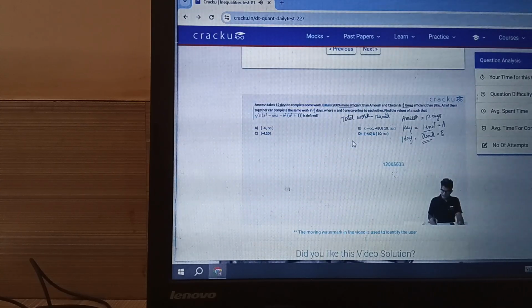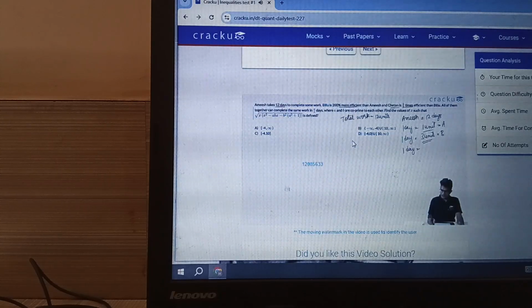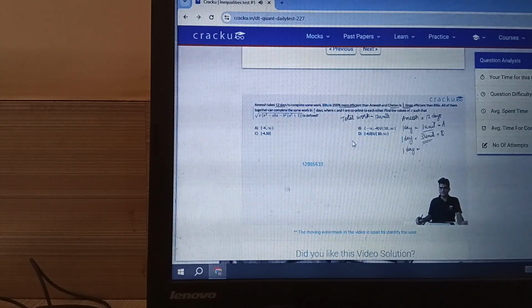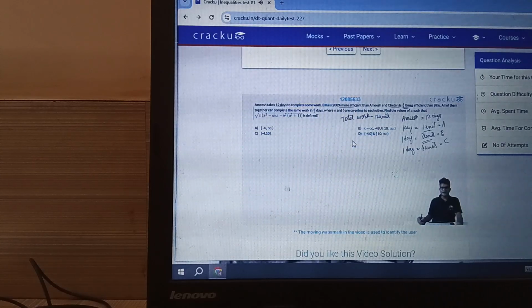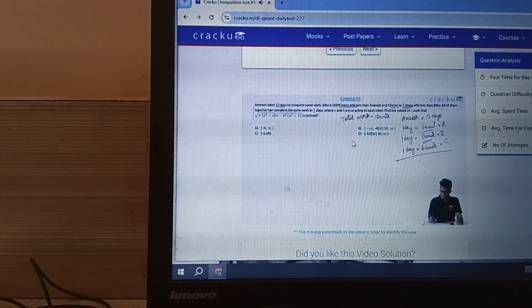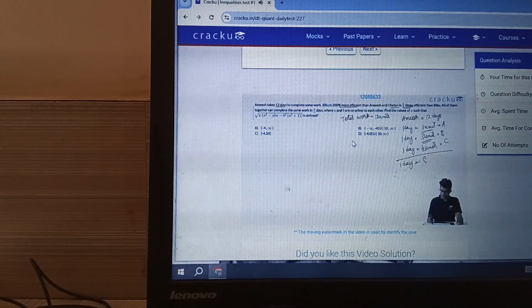And how many units of work does Chetan do in one day? Chetan is 4/3 times as efficient as Billu. So it will be 4/3 into 3, which is equal to 4 units of work. This is the amount of work done by Chetan. If all 3 of them are working together, in one day, what is the amount of work that they will do? It will be 1 plus 3 plus 4, which is equal to 8 units.